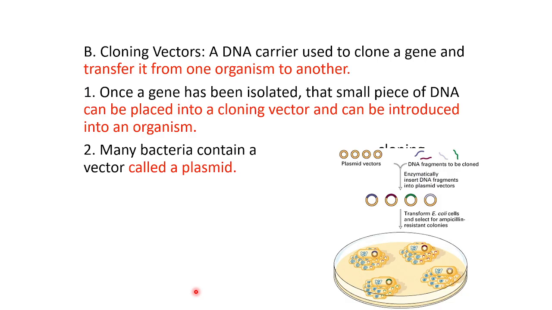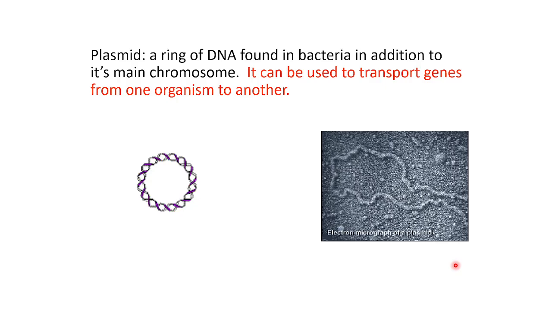Now, many bacteria contain a vector called a plasmid. So these are the plasmid vectors. You have the DNA fragment. You enzymatically treat both the vector and the insert with restriction enzymes, allow them to ligate, and let them grow in a particular bacterial cell. So what is a plasmid? A plasmid is a ring of DNA, a closed circular coiled DNA found in bacteria in addition to its main chromosome. So there is a chromosomal DNA in the bacteria.